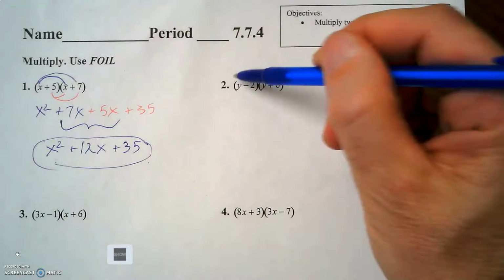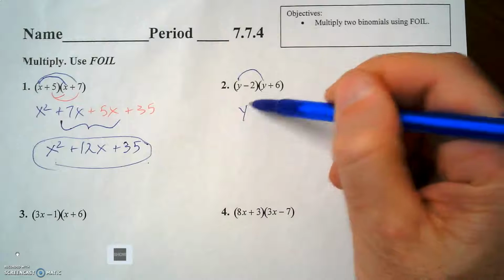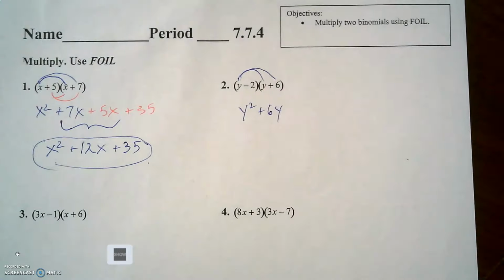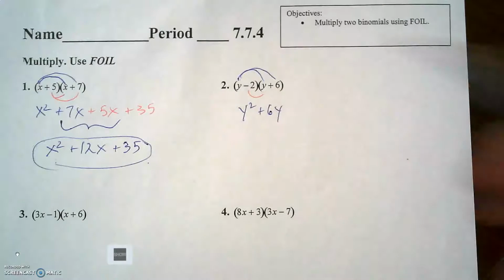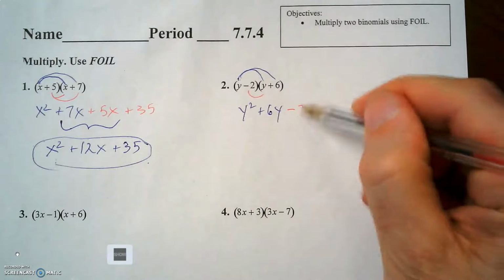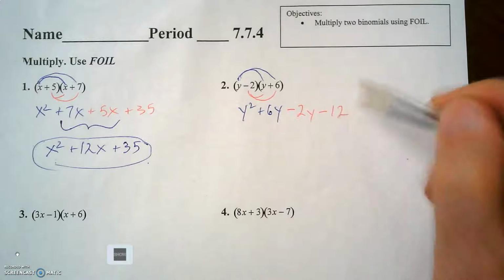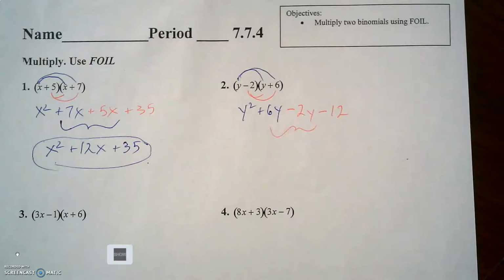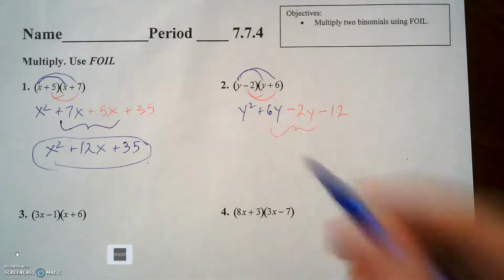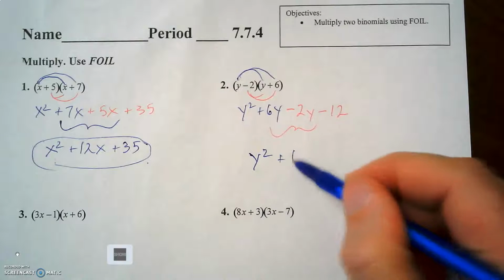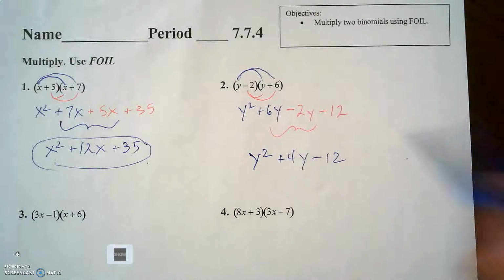Okay, so same thing over here. Y times y is y squared. Y times 6 is 6y. Look on the left when you multiply because now we have negative 2 times y, negative 2y. Negative 2 times 6 is negative 12. And again, the like terms are generally right in the middle. So positive 6 and negative 2 add up to positive 4y.